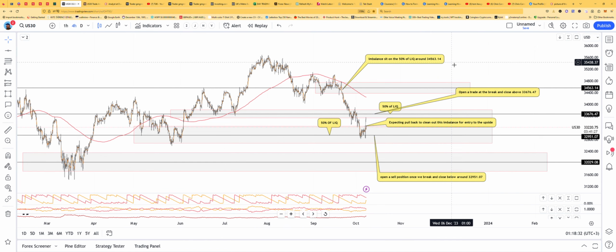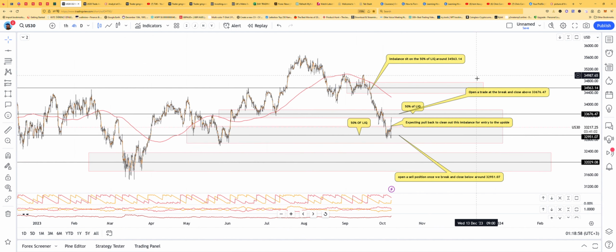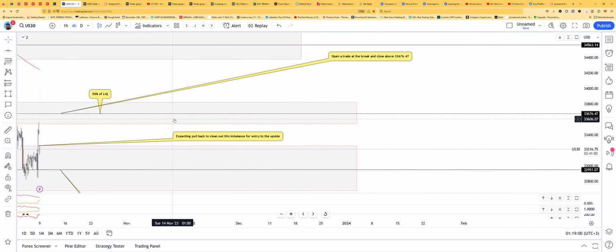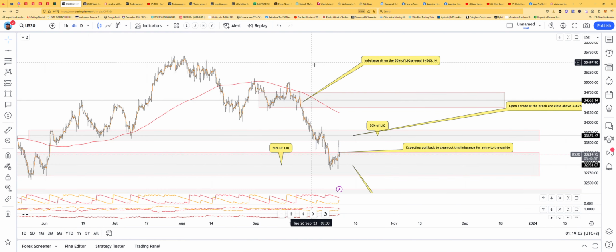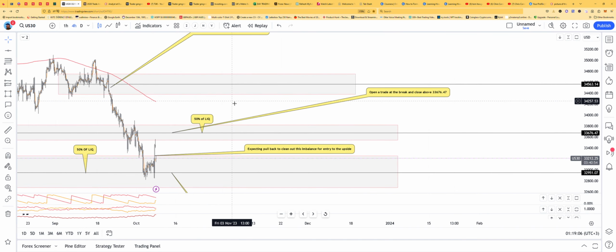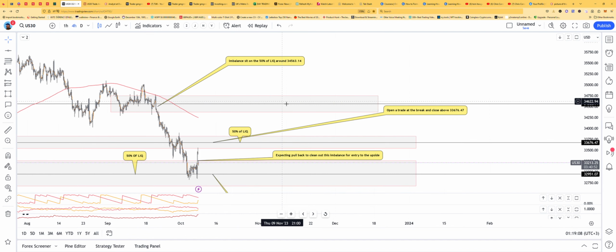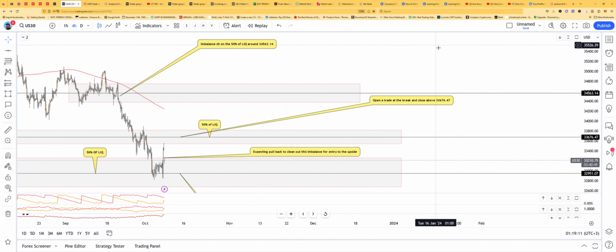So this is all I have for the US30. I have this for the US30 right here, and we're going to be patient. We will be patient until we start seeing the manifestation on the charts. So that's about it for the US30.